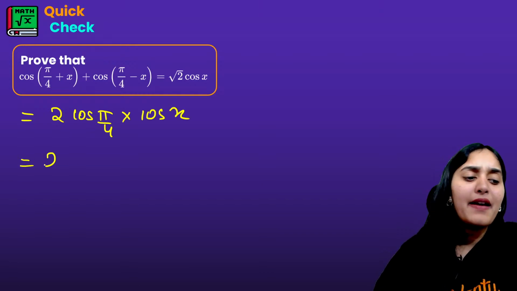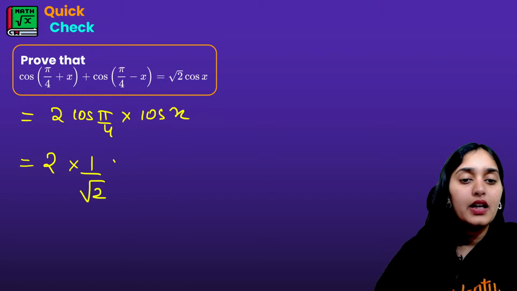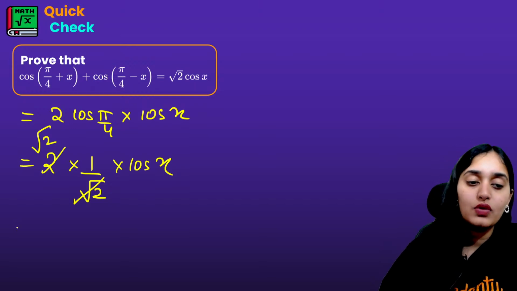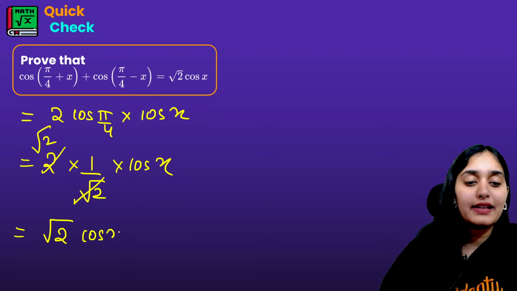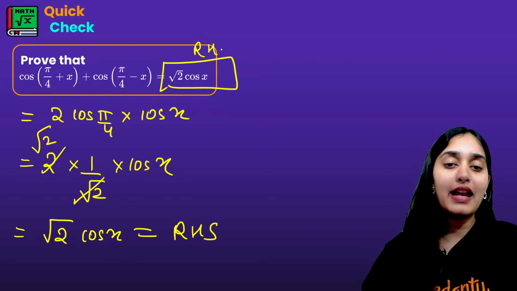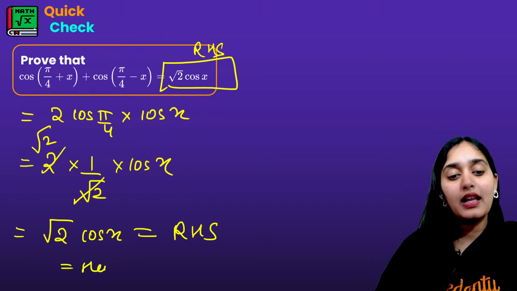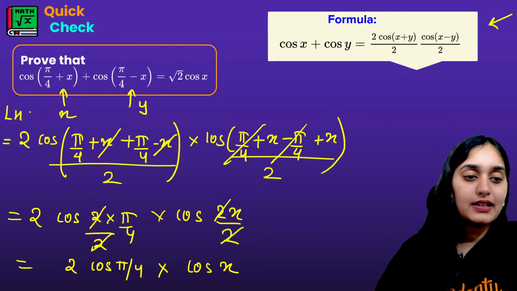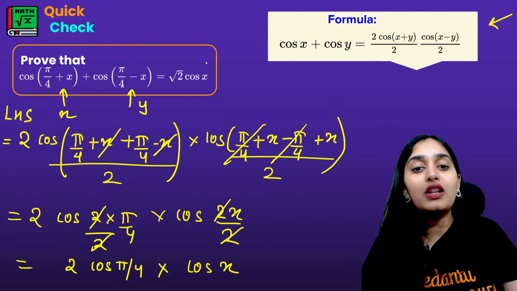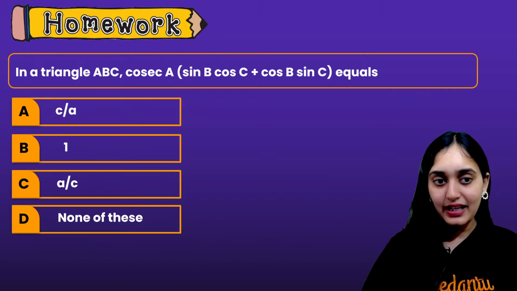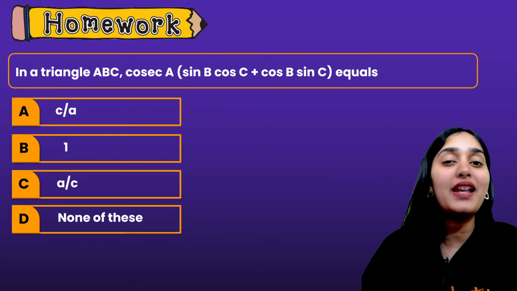What is the value of cos pi by 4? 1 by root 2, into cos x. Root 2 times root 2 is 2. So I get root 2 cos x. Now this is my right hand side. This is what I had to prove. Hence proved, LHS is equal to RHS. So you can write here LHS is this. Just by substituting in the direct formula, we have got the answer very easily. Alright, everybody understood and clear? How are we applying the formulas?